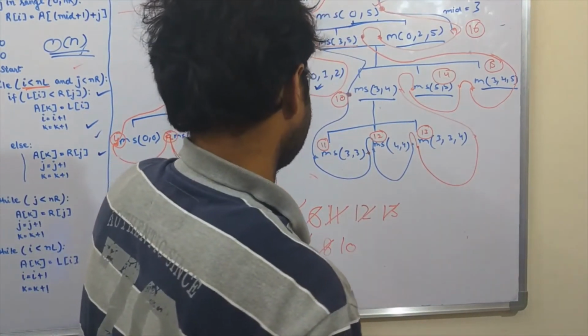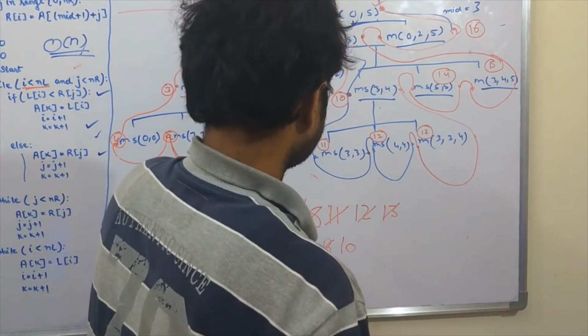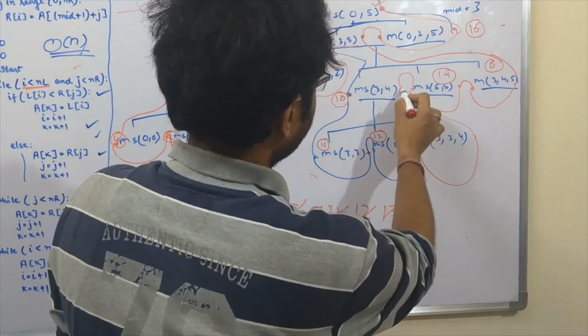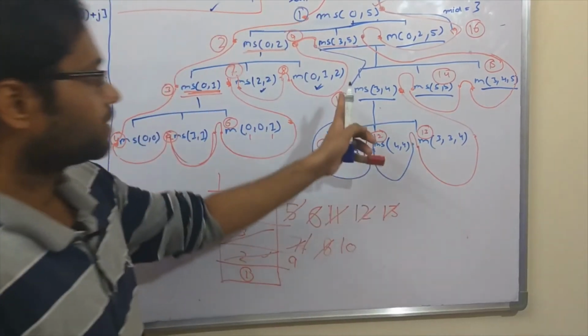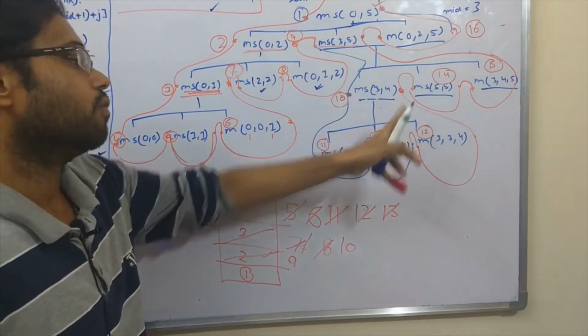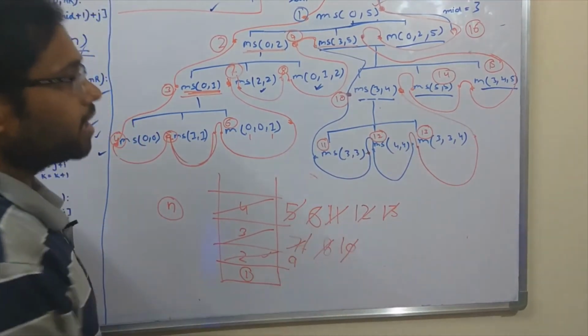The 14th function call. Till the time we came here, the 10th function call was already completed. We have already sorted the elements from 3 to 4, so that 10th will also get popped off.